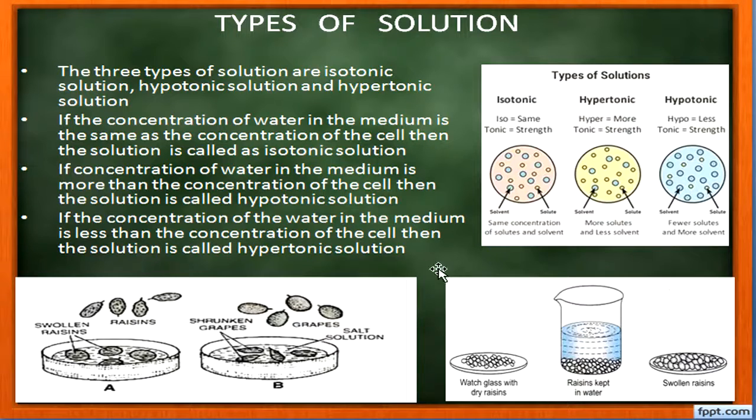Okay. In the same way, if it is placed in strong sugar syrup, what will happen? The dry grapes will shrink because water from inside the dry grapes will enter into the external medium. So it results in shrinking of the dry grapes. Understood, children?